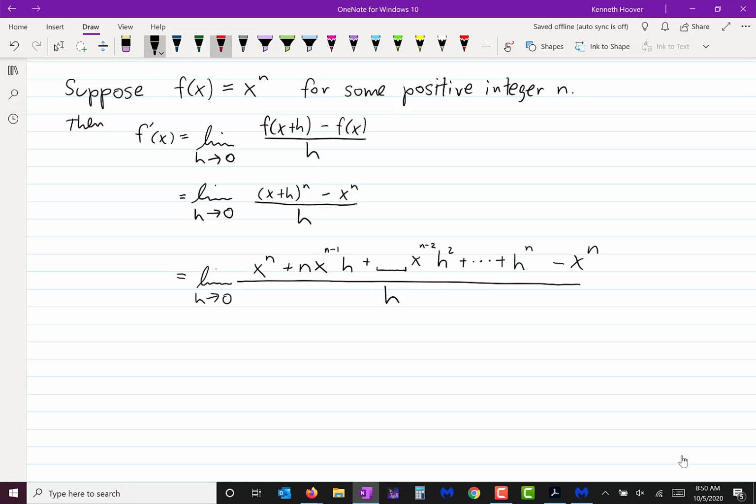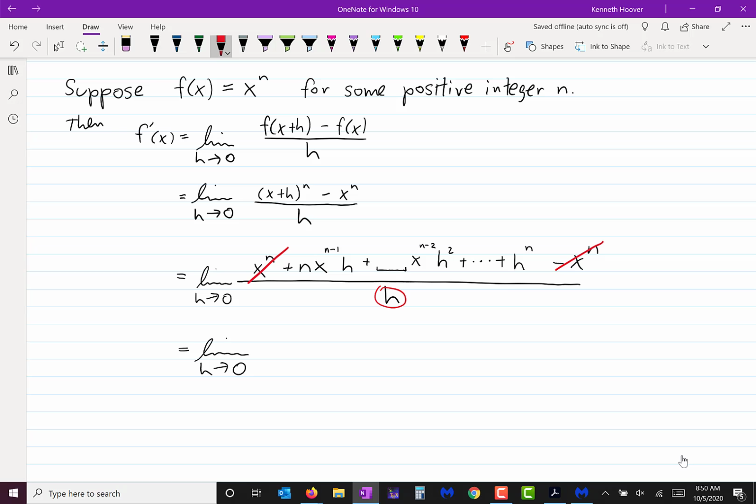What do you notice? The x to the n's will cancel. And everything in the middle has an h, which will cancel out with this h down here. And this is what we'll be left with. We'll be left with the limit as h goes to 0. The x to the n's have canceled. And there's not going to be an h on the bottom anymore because it's going to cancel out with an h from every term on the top.